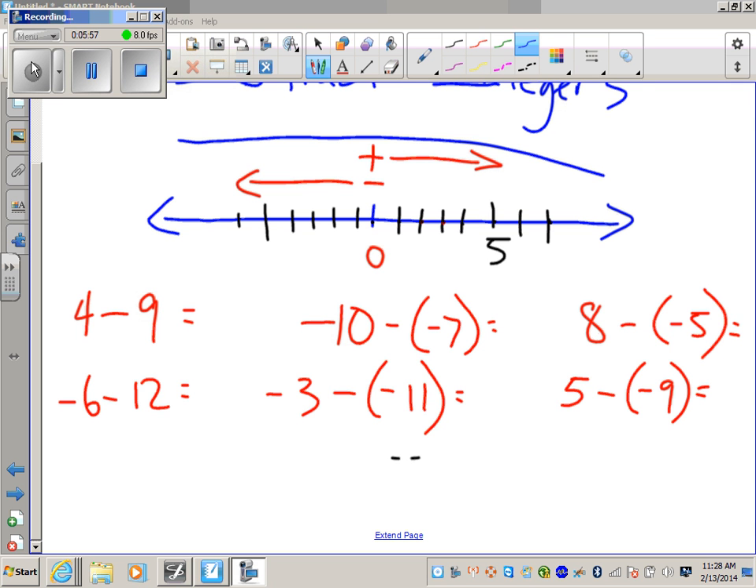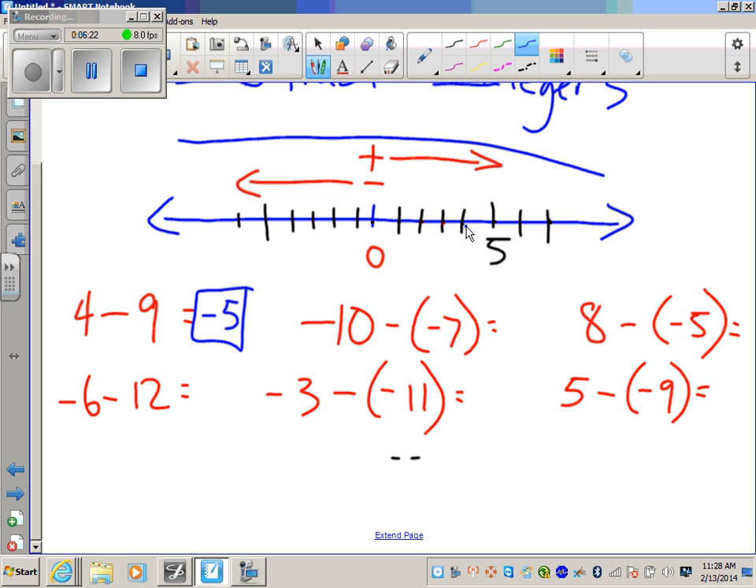First one, 4 minus 9. We're going to start where? At the 4. And go which direction? Left, 9 places. That's going to put us where? -5. Very good. Raise your hand if you had it. Awesome. Next one, -10 minus a -7.